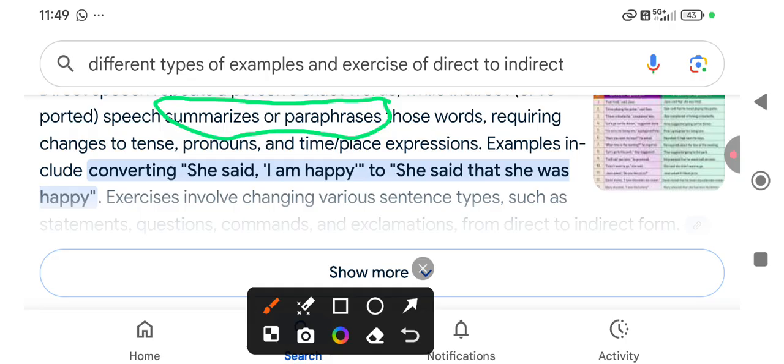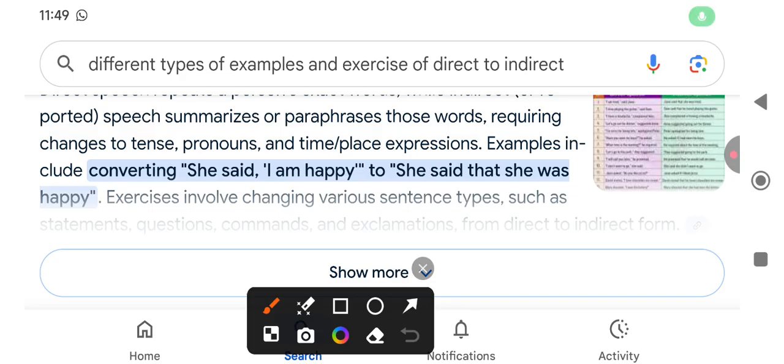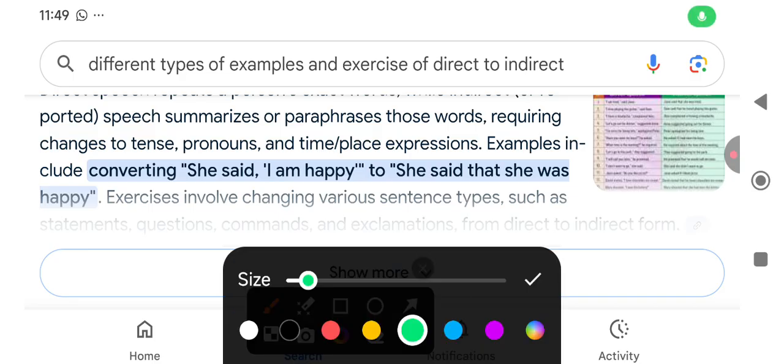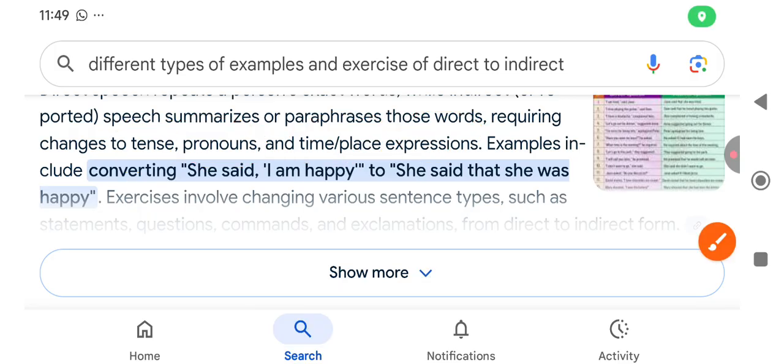So where to change? When we change direct into indirect, what are the changes we need to remember? First of all, tense, pronouns, then time and place, right? These expressions. So we have to change the tense, means verb, then pronouns, then time or place. These are the things which change. So we will see how.